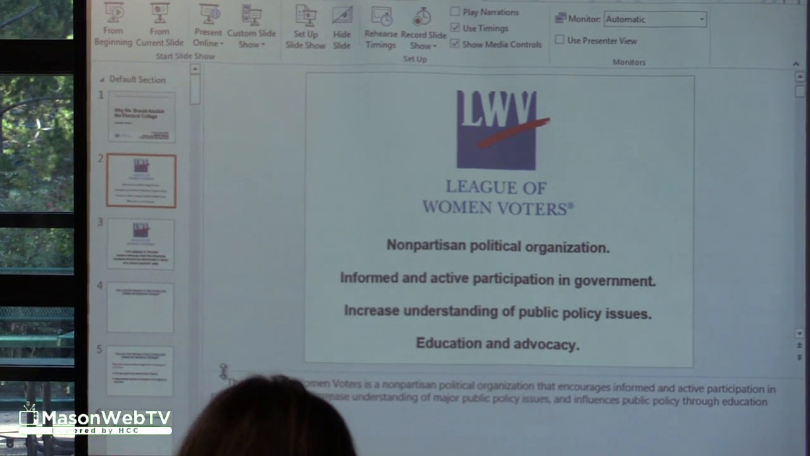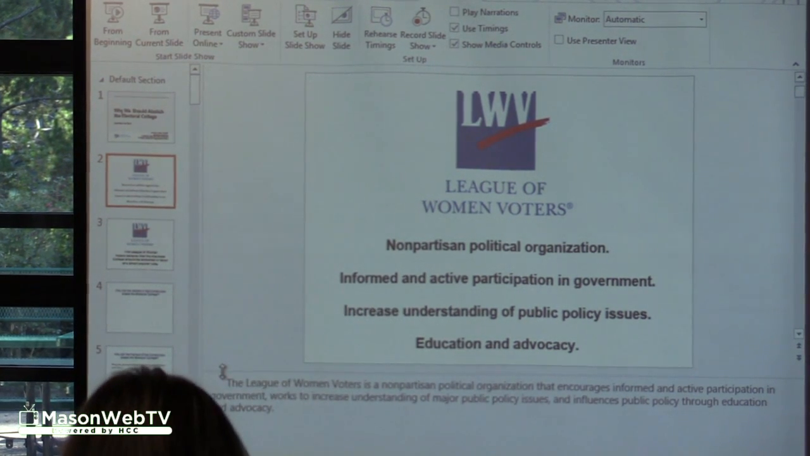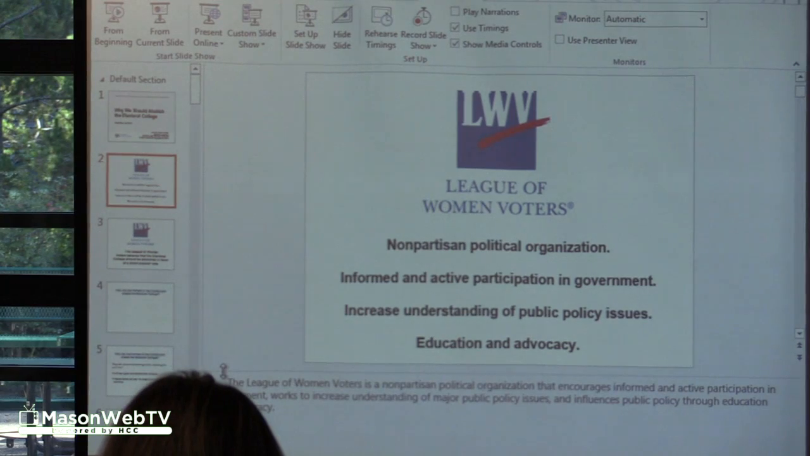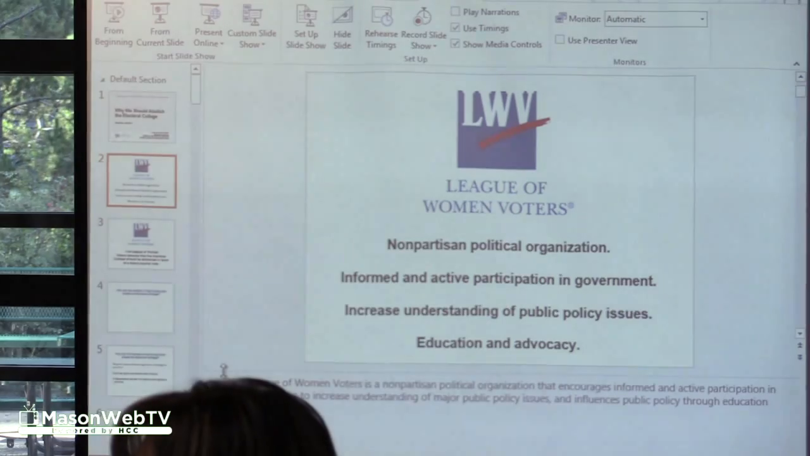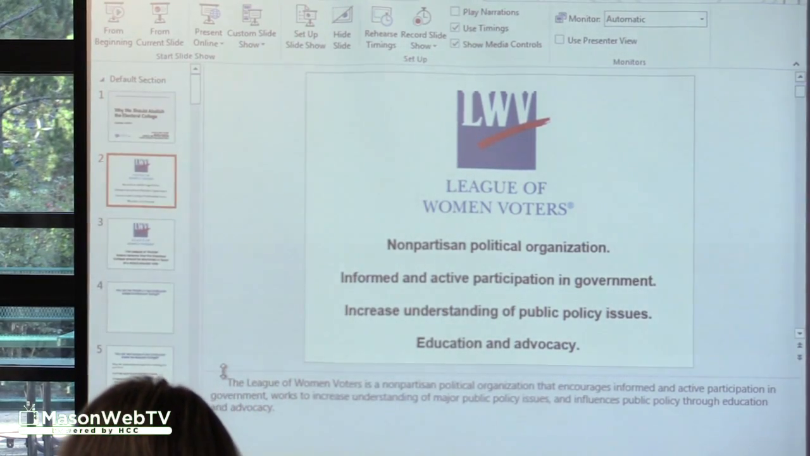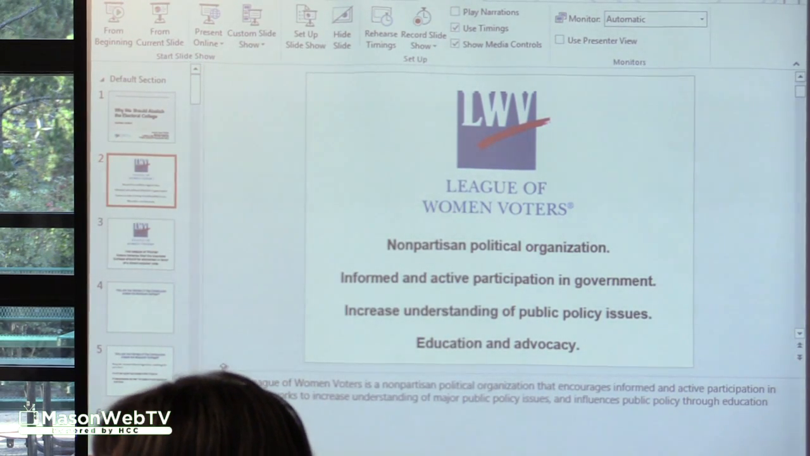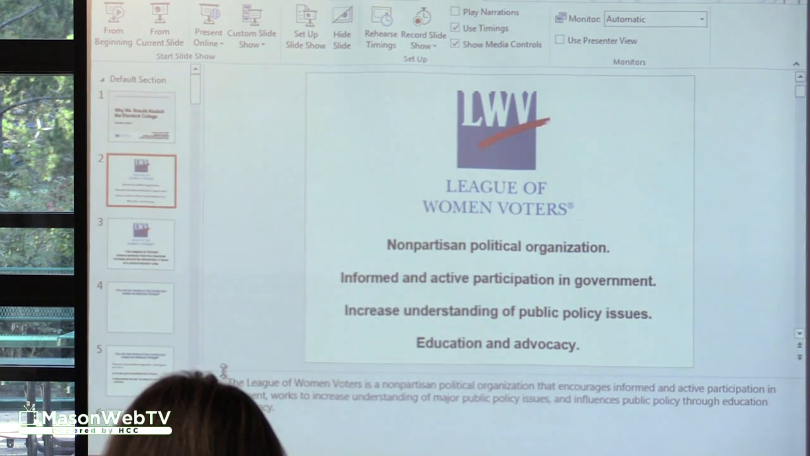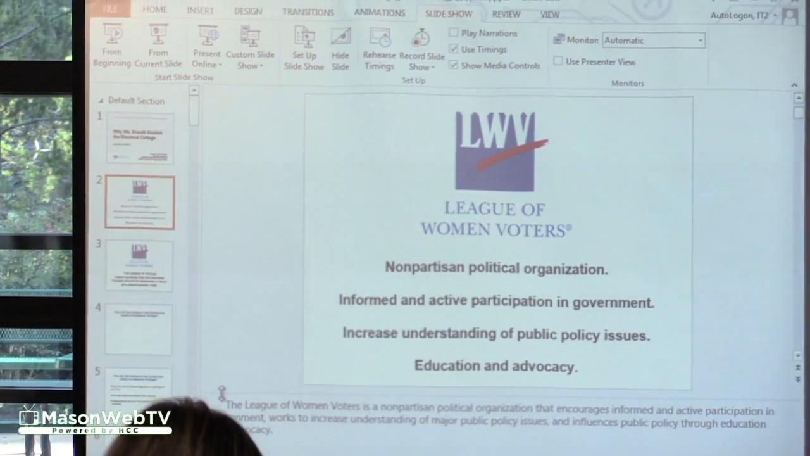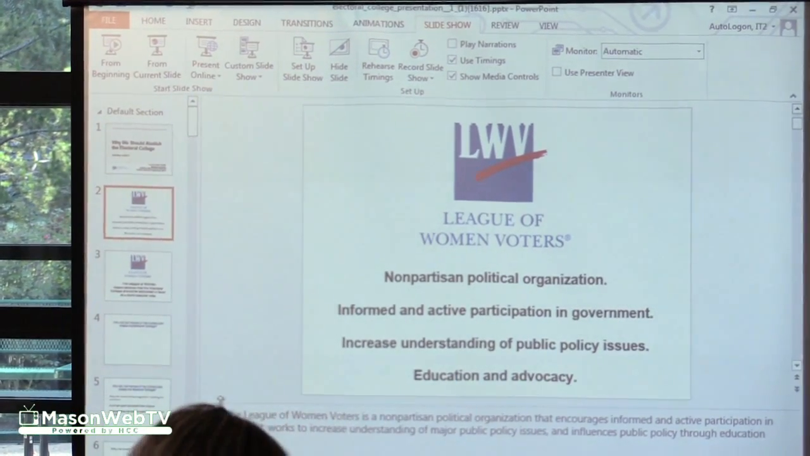So what we're going to do today is educate and inform ourselves as League members as to the status of the movement to abolish the Electoral College. And we want to talk about what the Founding Fathers intended in establishing the Electoral College, where it has taken us, and how it damages our democracy.